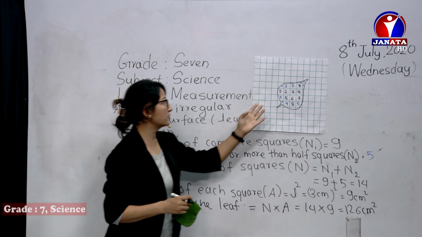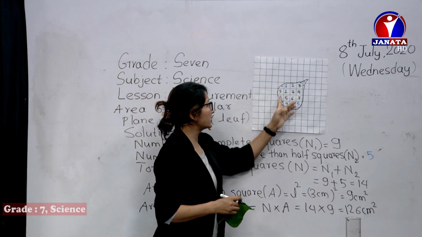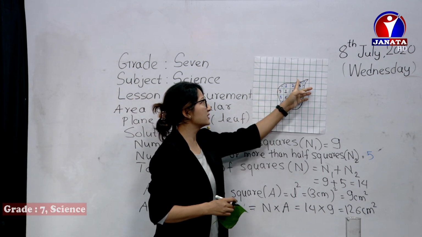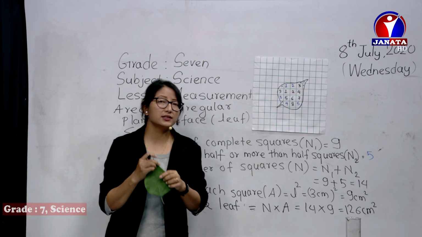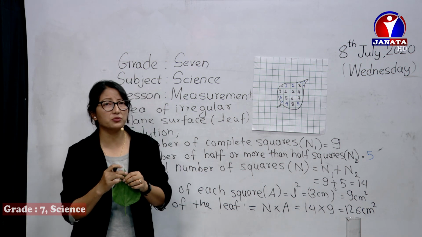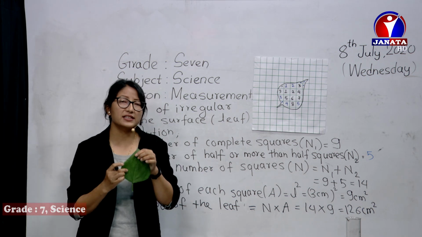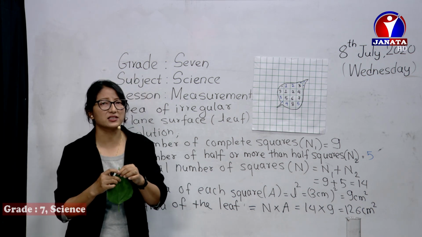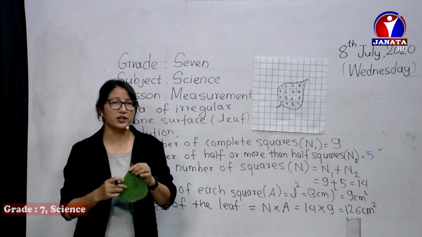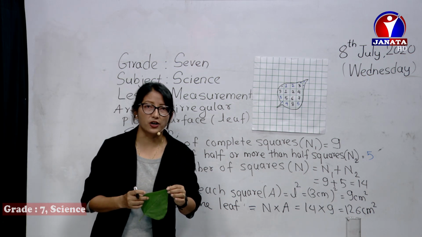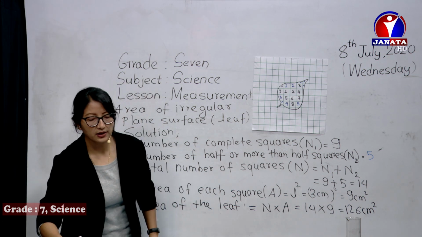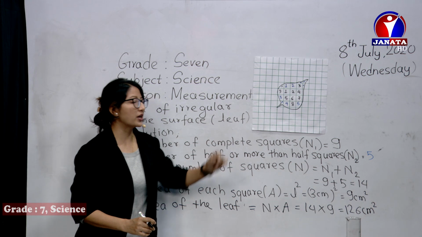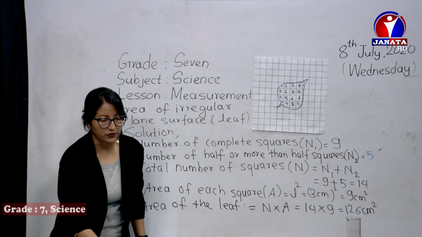Now you might have thought, why is this ignored? Most probably if we add this and this and this, it could bring one more square. So that's why this method may not give the exact measurement of the area. These are some errors that might come during calculation of the area of the plane surface, that is the irregular object. Okay, that's all related to the calculation of the area of a plane surface.